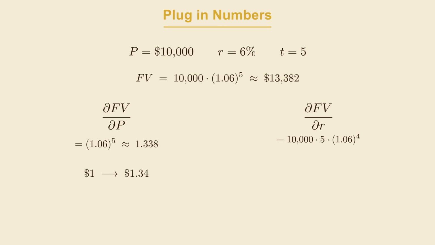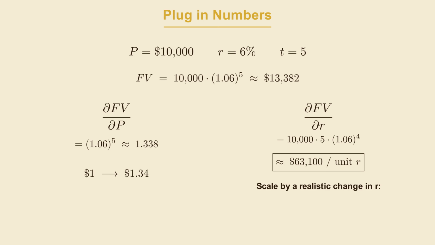The partial with respect to R is 10,000 times 5 times 1.06 to the fourth, which works out to approximately $100 per unit of R. The last number deserves a moment. It is per unit of R. Since R is a rate and a unit change in R would be a 100% movement, that's not quite realistic.